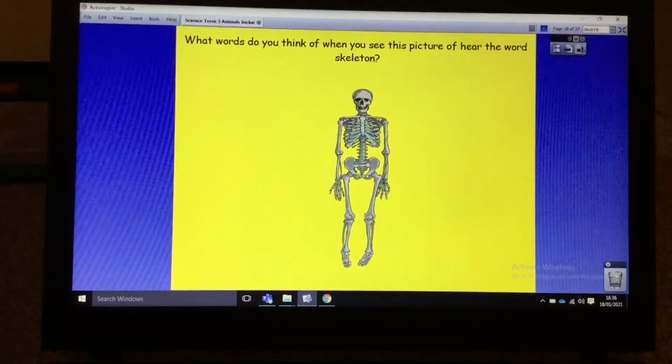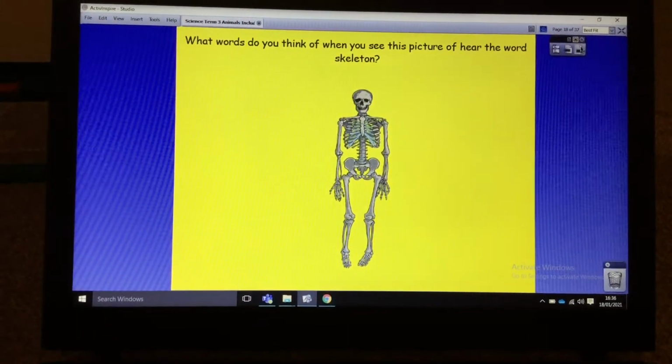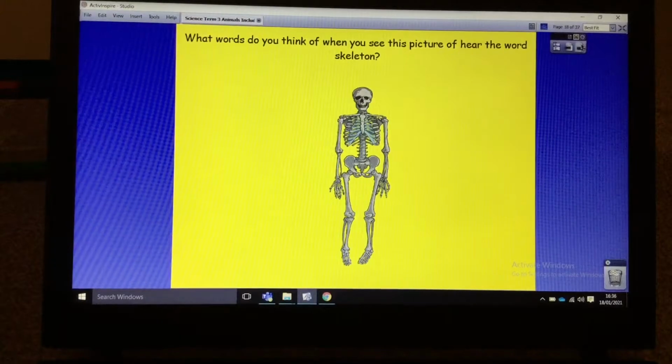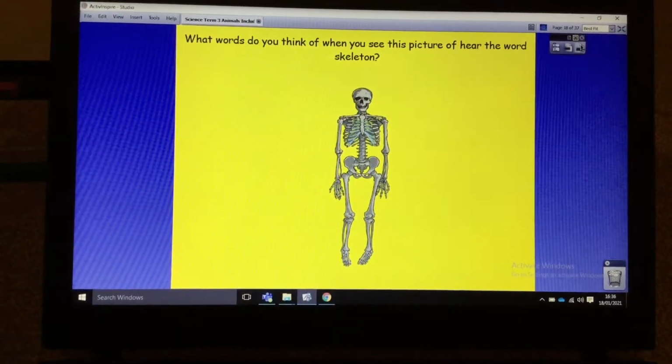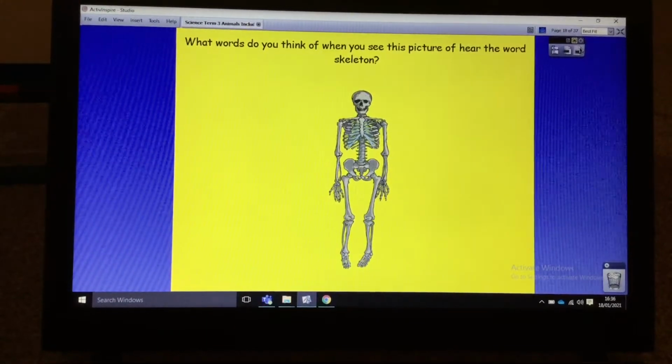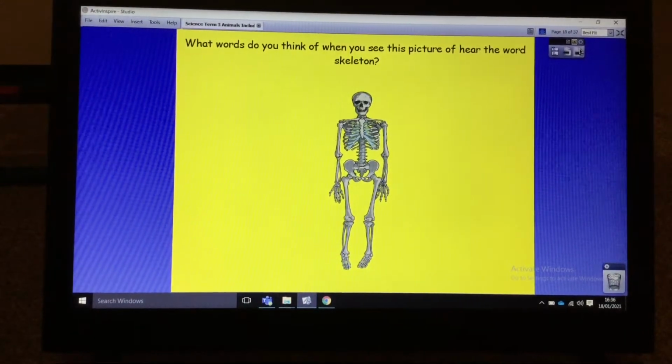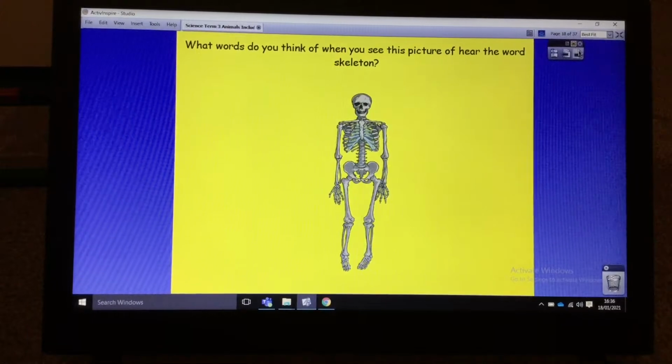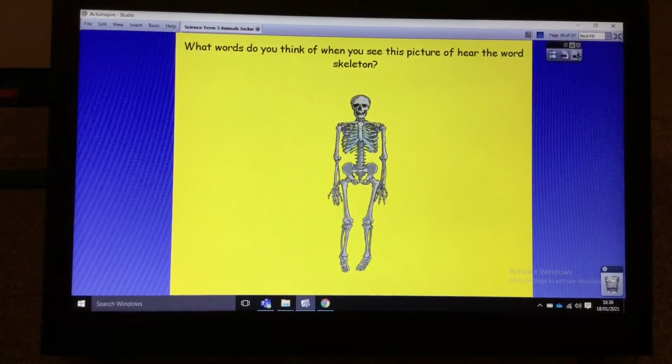So there's a picture of a skeleton here. What words do you think of when you see this picture or hear the word skeleton? Pause the video and jot down some words that you think of when you look at this picture or when you hear the word skeleton.